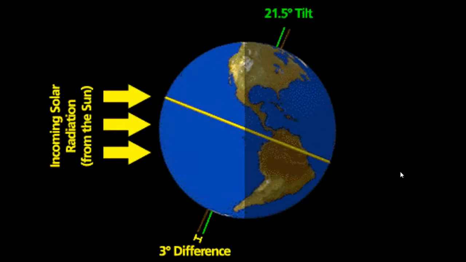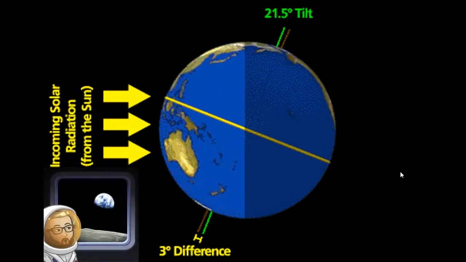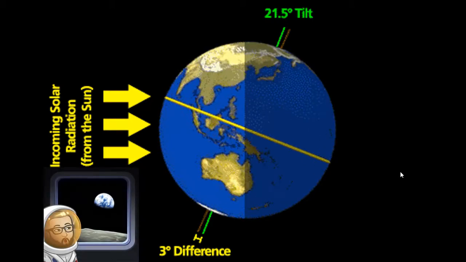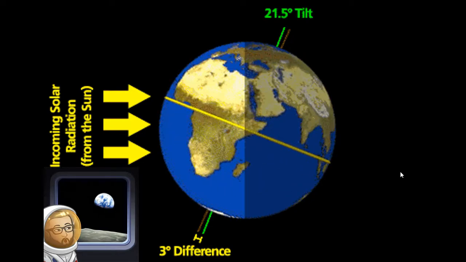Due to this inclination, the sun's rays reach perpendicular to the tropics, but incline to either north or south of the equator towards the poles.